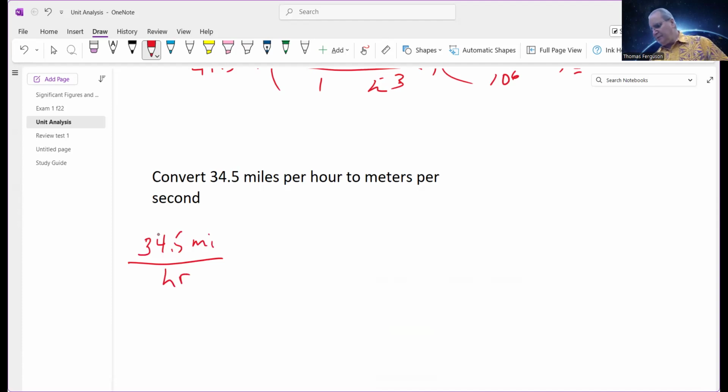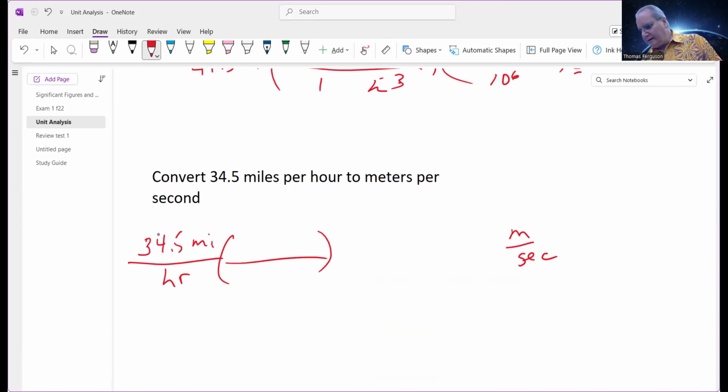And we're trying to convert to meters per second. So fraction problems, I was telling you yesterday, are really two problems. There's the numerator and the denominator. Okay, denominator, we're gonna go from hours to seconds. Let's do that one first.